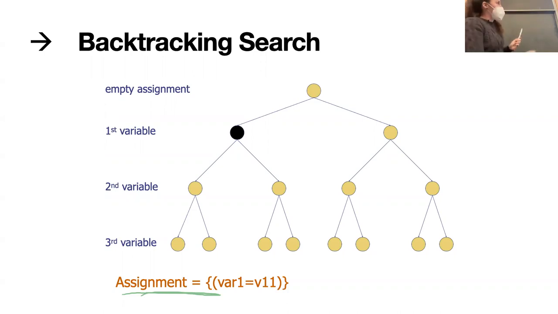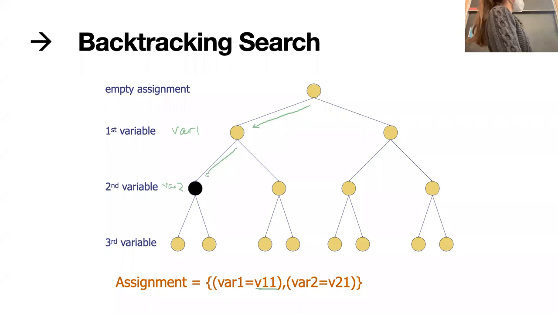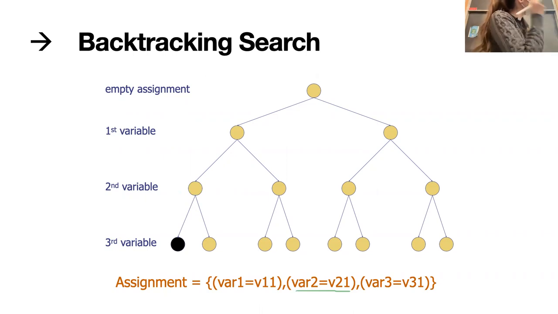Okay. So we are going to go down our tree leftmost. The first thing we're going to do is look at this first variable. We're assuming that this first variable is called var1, and we're setting it to some value, v11. Once we've gone down one variable, we have one assignment. Then if we continue down the tree to var2, we get another assignment. We set var2 equal to some other value, v21. And then if we continue down this full branch to the left, we will have an assignment of var3, and we'll set that to v31 or something.